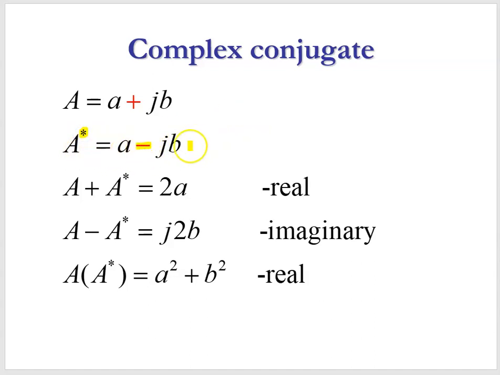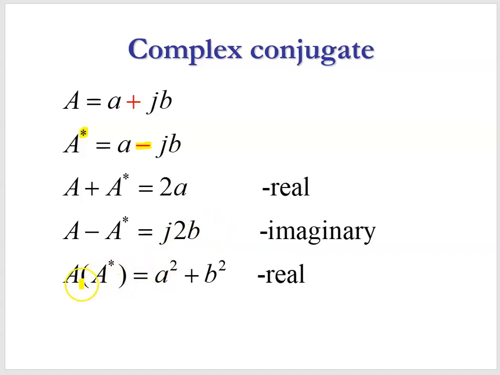So here we negate the imaginary part. If we add a number to its complex conjugate, we end up with a totally real number. The imaginary parts cancel. If we subtract a complex conjugate from the number, we get A minus A, so the real parts cancel, and we end up with JB minus a negative JB, so we end up with 2JB. So we end up with just an imaginary number.